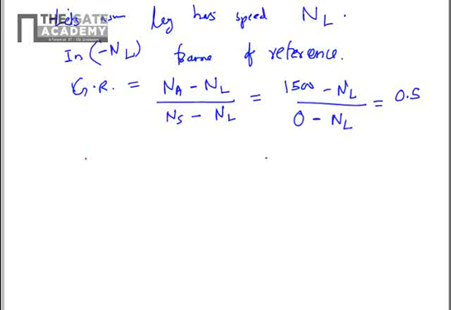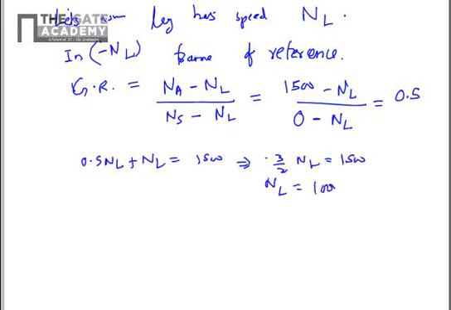Simplifying this expression, we get 0.5 NL plus NL is equal to 1500. That means 3 by 2 NL equals 1500. So NL comes to around 1000 rpm, and the value is positive, so clockwise. So we have also determined the direction of the rotation. Now we will determine the angular speed of the planet.